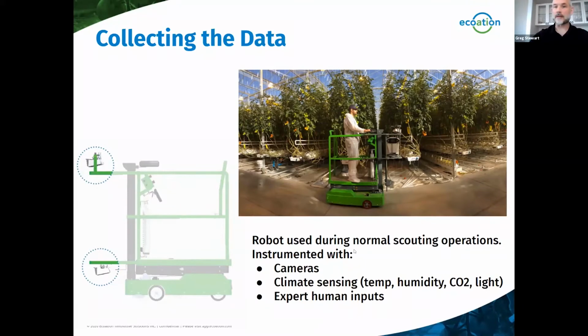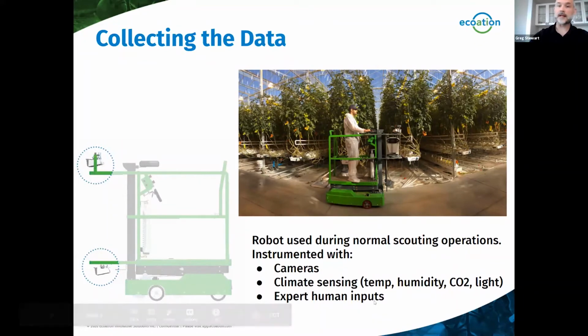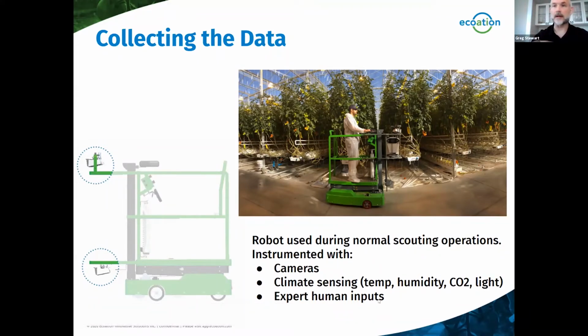But really the robot that we have is instrumented with cameras, which I'll talk about next, some climate sensing, the temperature, humidity, CO2, and the light, and then expert human inputs, which are used for when people flip over a leaf and they notice spider mite and they want to write down where in the greenhouse the pest problem has started.